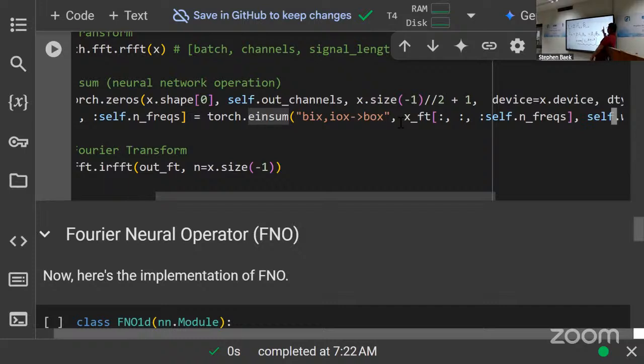Right? A times B transpose. Right? Because if you do the transpose, column will become a row, right? And then the multiplication happens in that way. So that's really what the einsum function does.